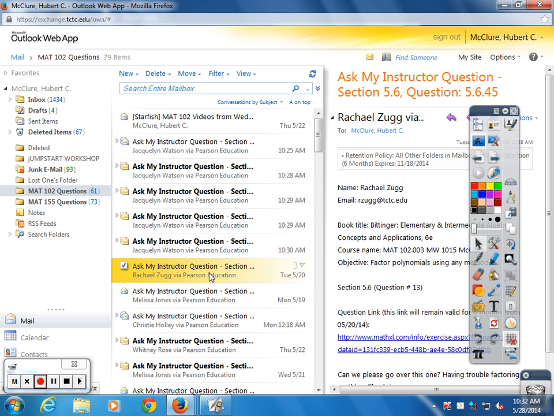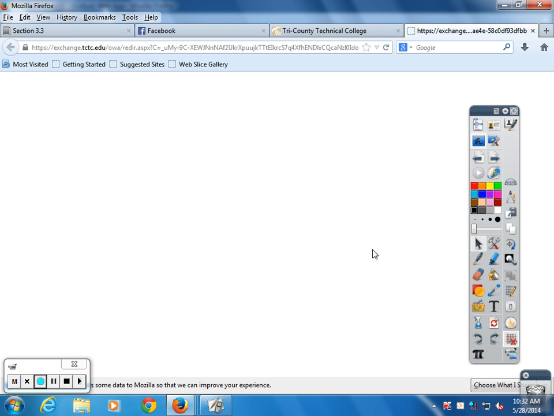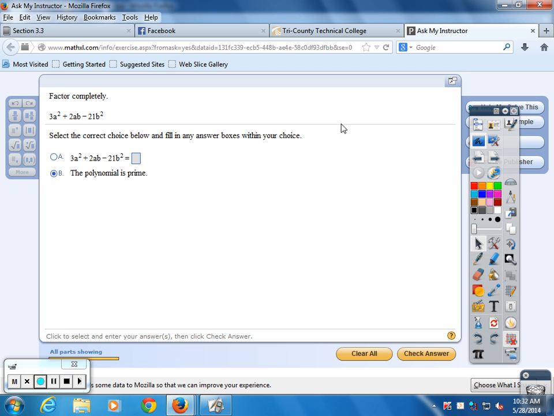So this is 5.6, 45, 13. All right, 3a squared plus 2ab minus 21b squared. All right, we have a trinomial. So either reverse FOIL or we're going to use shortcuts, depends on what we get. Take a minute and start it off.